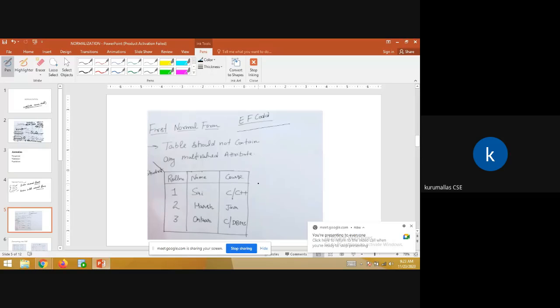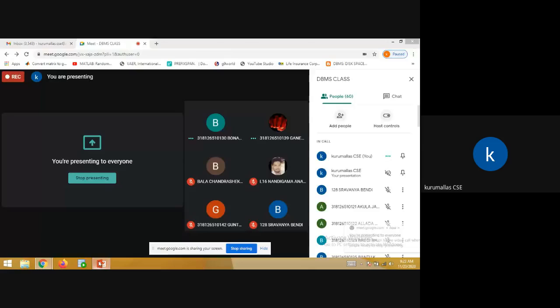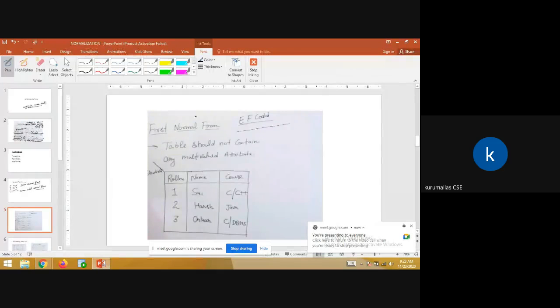Right. So if you see here, this is the first normal form. A table should not contain any multi-valued attributes. You have to concentrate on these multi-valued attributes. Suppose this is the student table; roll number, name, and course are there. This is the primary key: 1, 2, 3. The second column is name: Sai, Harsha, and some other name is there, right?